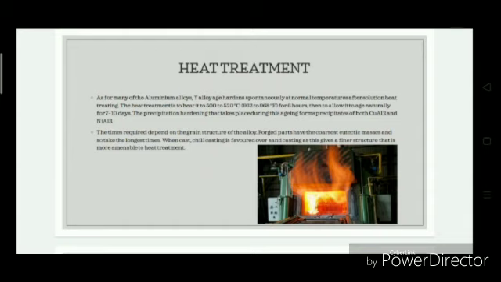The precipitation hardening that takes place during this aging forms precipitates of both CuAl2 and NiAl3. The times required depend on the grain structure of the alloy, the grain size. Forged parts have the coarsest eutectic masses and so take the longest times. Chill casting is favored over sand casting, as this gives a finer structure that is more amenable to heat treatment.